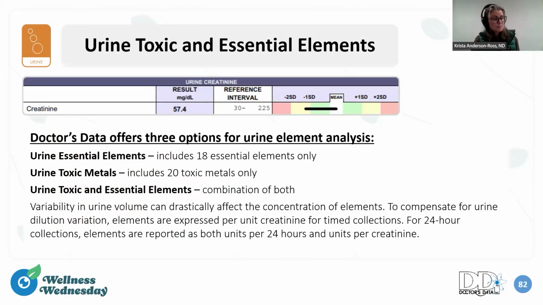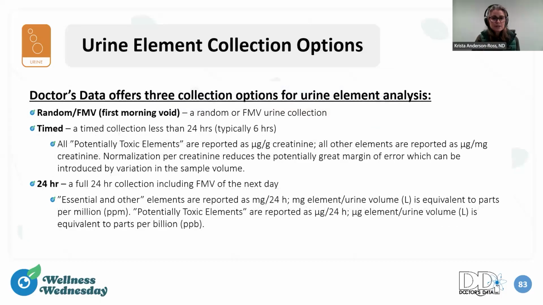Urine gives us 3 different options: essential elements, toxic metals, or a combined panel. It's excellent for assessing what the body is excreting. Interpretation is going to vary with collection method, but it remains one of the most clinically helpful ways to evaluate toxicant elimination. The 3 choices are random, timed, or 24-hour. Random is easy and it's great for screening. Timed collections are going to help to standardize output, especially for any kind of treatment protocols. And a true 24-hour gives the most comprehensive elimination picture. So the choice just ultimately depends on your clinical question.